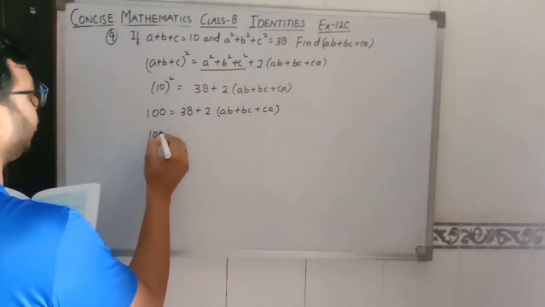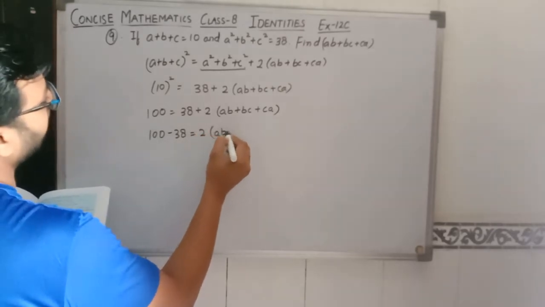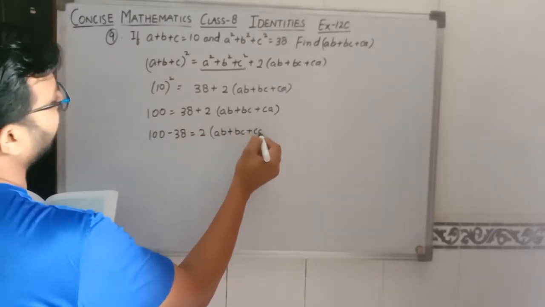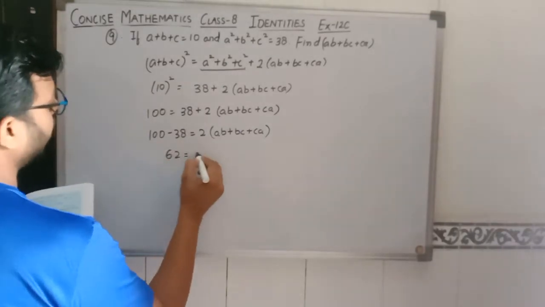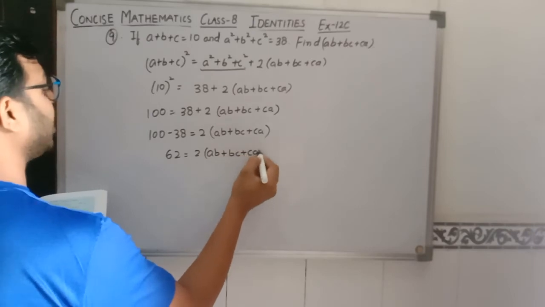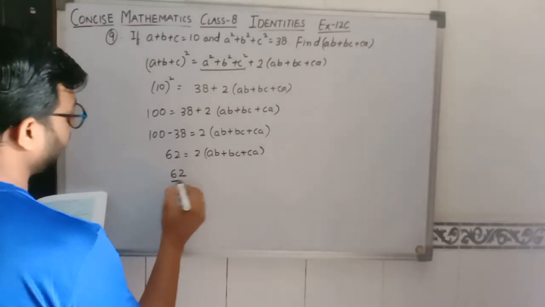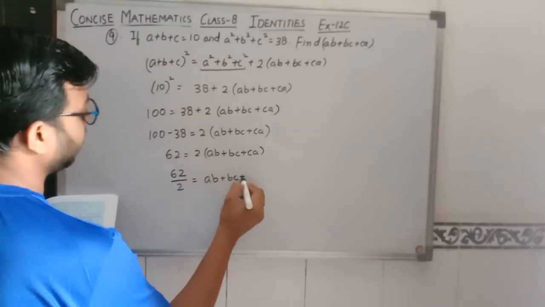First of all, you will transfer 38 to the left hand side, so it will be subtracted. 100 minus 38, the result will become 62, is equal to 2 times ab plus bc plus ca. Now 2 is multiplying here, so when you transfer 2, it will become division. So ab plus bc plus ca.